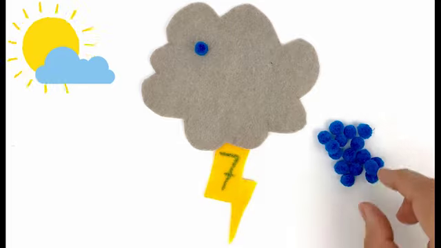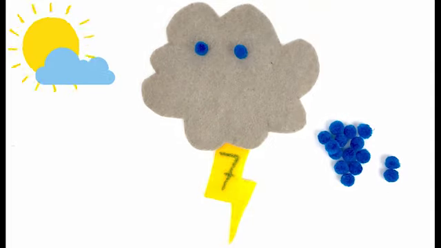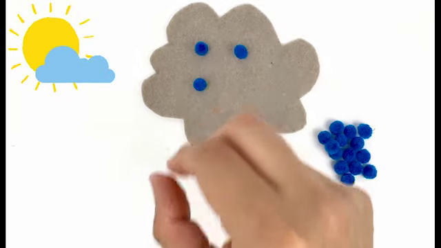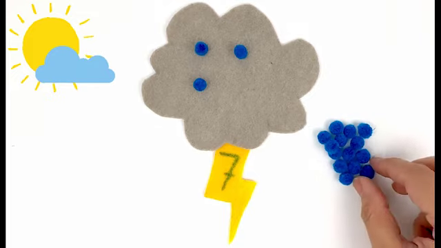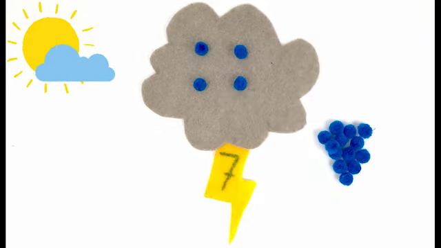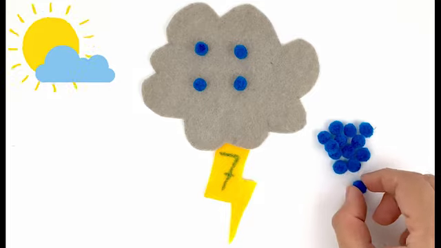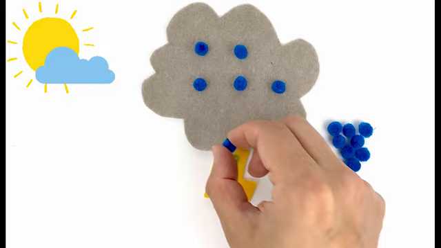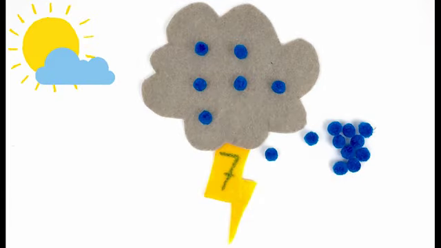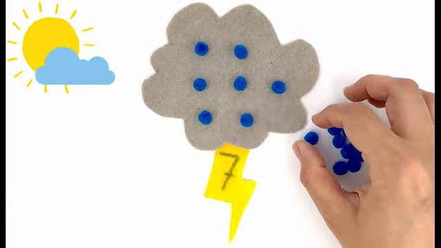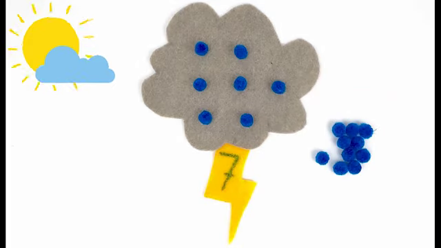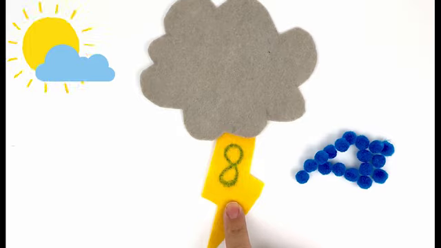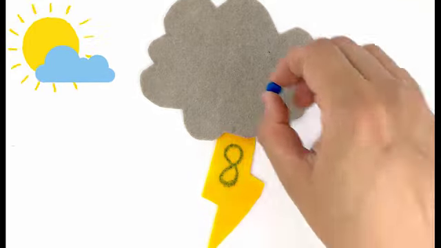1, 2, 3, 4, 5, 6, 7. 7 raindrops. After 7, it's number 8. So let's put 8 raindrops on the cloud.